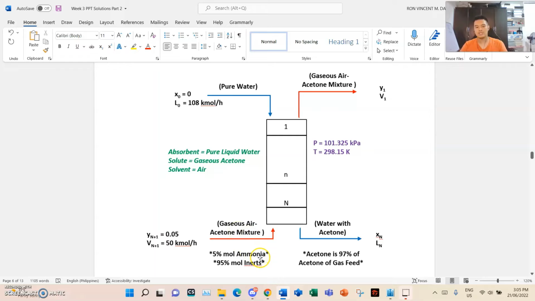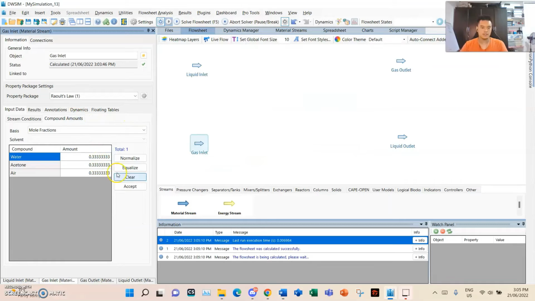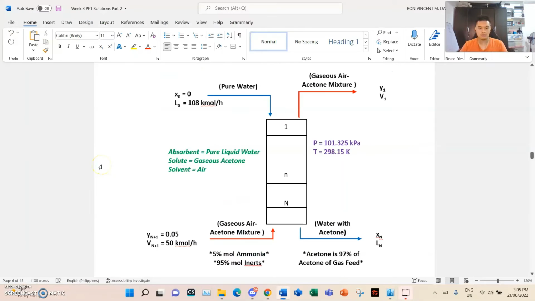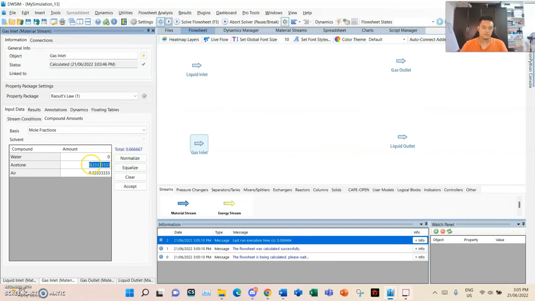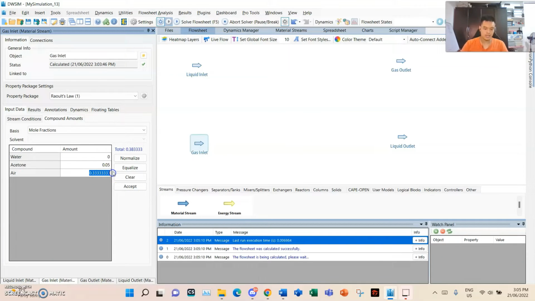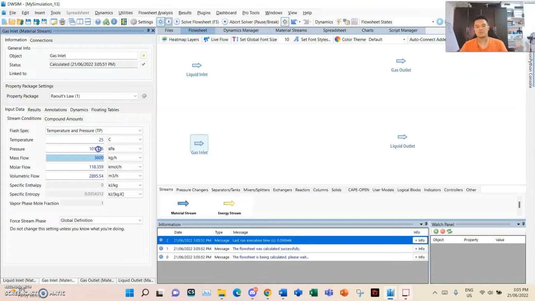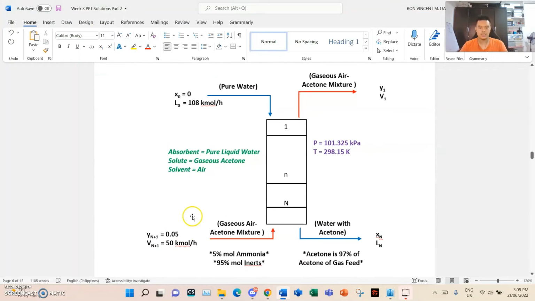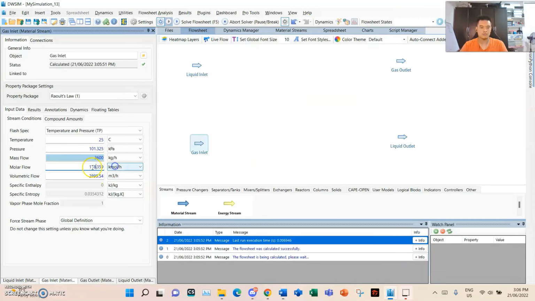it's 5% ammonia and 95% mole of inert air. So this means that the water must be 0 in mole fraction. Acetone is 0. Apologies, I forgot to change the figure here. This is supposed to be acetone, not ammonia. Sorry for that. This is supposed to be 5% mole of acetone, so 0.05 mole fraction of acetone, then 95% mole of inert air. To check if it sums to 1, it is correct mathematically. And the pressure, temperature, and molar flow rate. The molar flow rate is 50 kilomoles per hour. So put here 50.